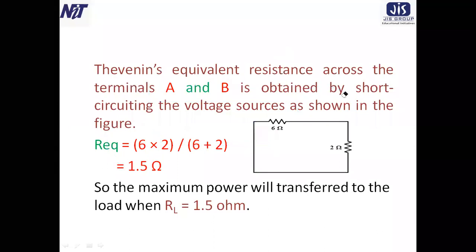After that, look at the circuit. The Thevenin equivalent resistance across the terminals A and B is obtained by shorting the voltage source as shown in the figure. In the previous figure, there were two voltage sources. One source was connected in this location, and another voltage source was connected in this location.